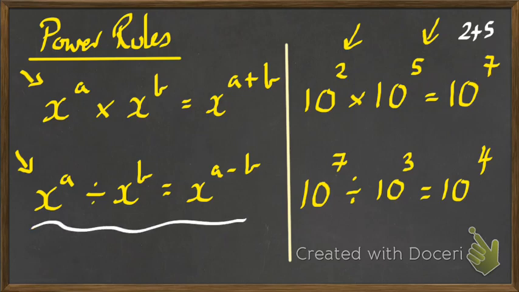Dividing, here's the general formula: x to the power of a divided by x to the power of b equals x to the a minus b. Sounds horrible when you say it like that, but if we've got 10 to the power of 7 divided by 10 to the power of 3, all that means is 7 take away 3, so it becomes 10 to the power of 4.